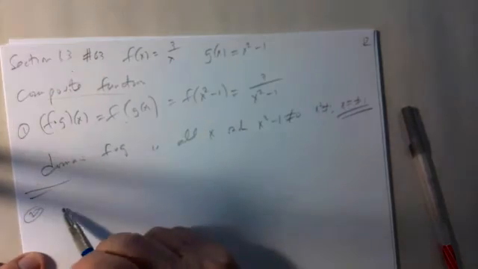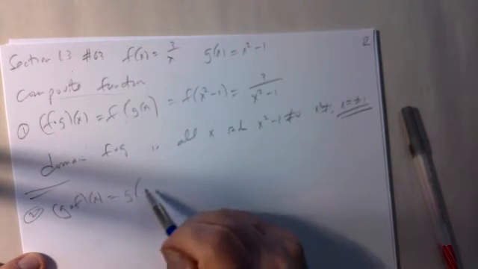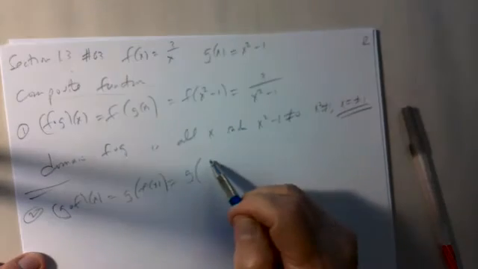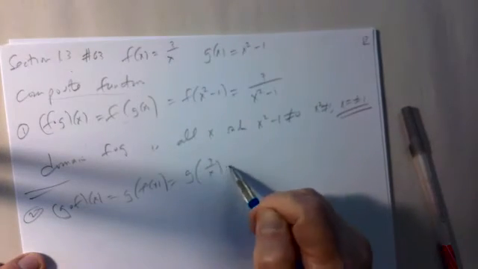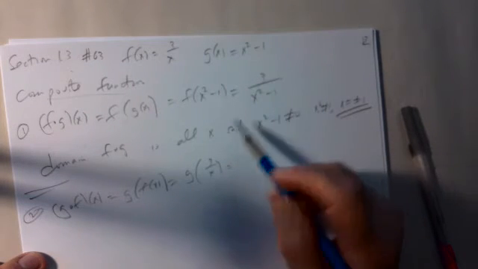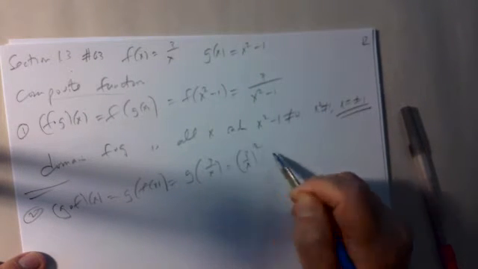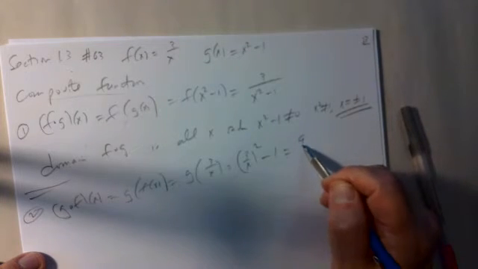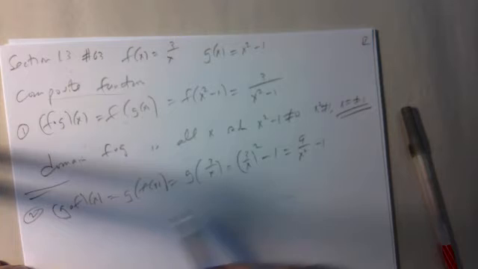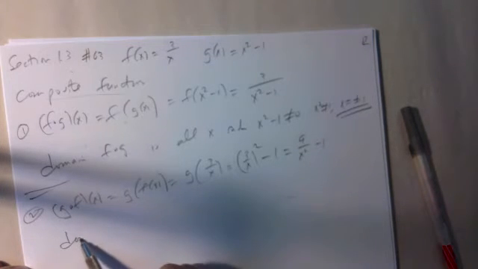There's another composite function, which is g composed with f of x. This means g of f of x. F of x is 3 over x, so that's g of 3 over x. And g of x is x squared minus 1. So g of 3 over x is (3 over x) squared minus 1, or 9 over x squared minus 1. And this function is defined everywhere where x squared is different from 0.